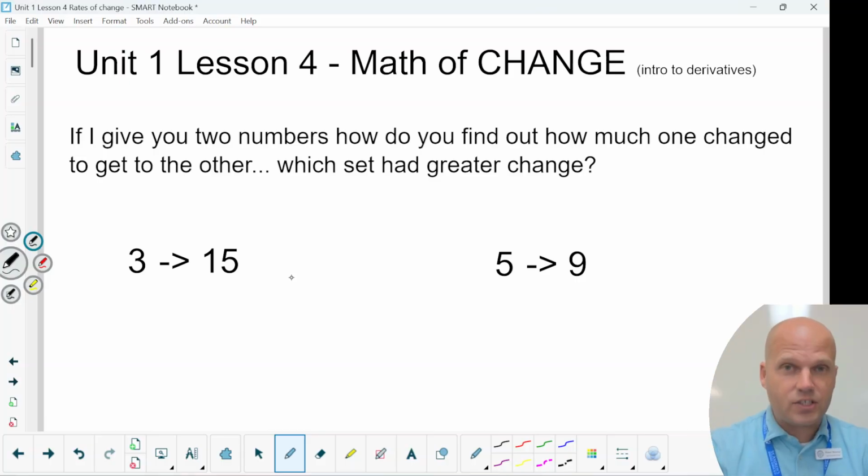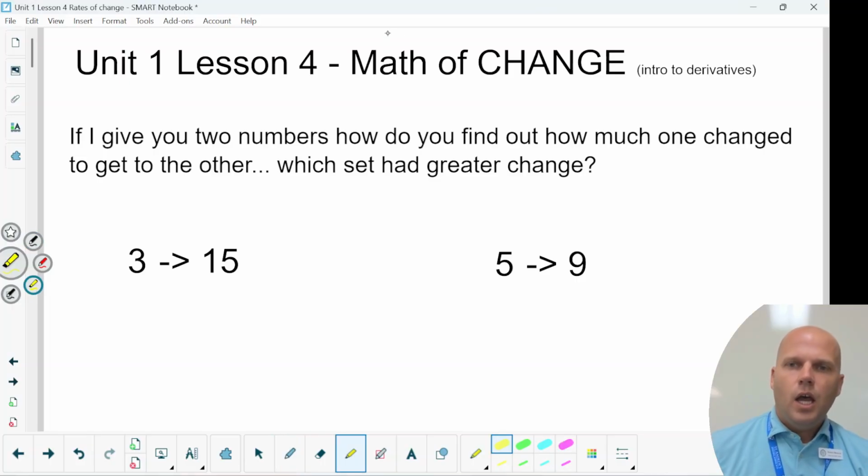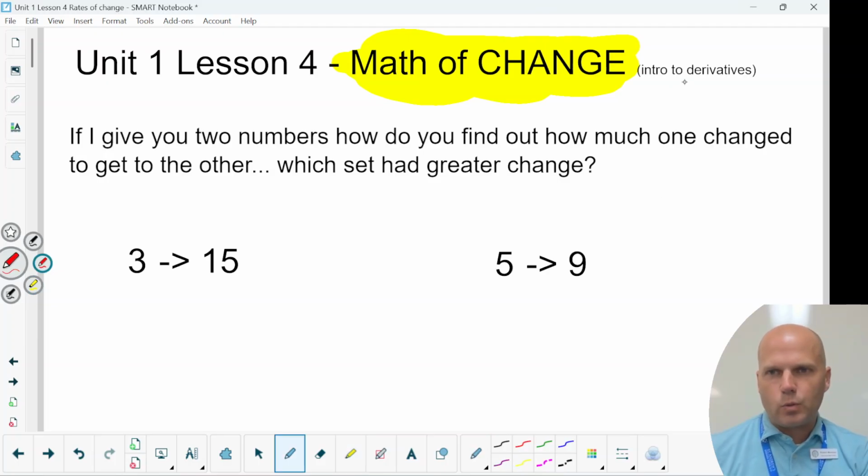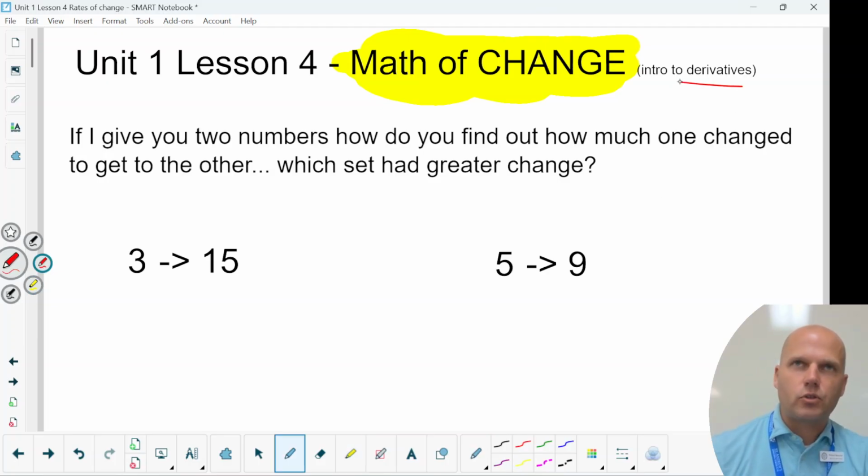And in this lesson, we start talking about what calculus is really about. Calculus is really about how things are changing. It's called the math of change. We are going to introduce derivatives. We will never say the word derivative today. We'll start saying it in Unit 2. But we are going to start seeing a super important concept today.